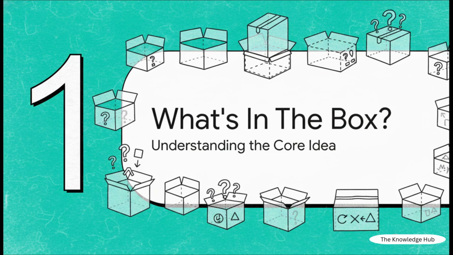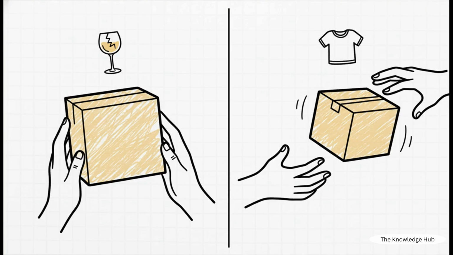And the best way to picture it is with a simple analogy. Let's talk about a box. So imagine someone just hands you a sealed cardboard box. Your first question is going to be, what's in it, right? Because how you handle that box depends completely on what's inside. If it's full of delicate glasses, you're going to carry it super carefully. But if it's a box of t-shirts, you might just toss it in the back of the car.